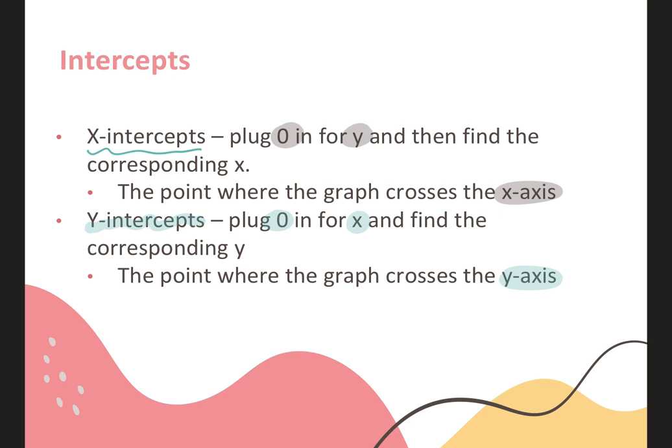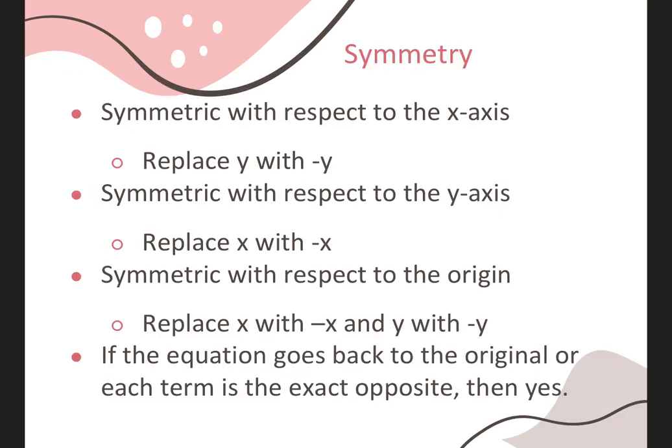Okay, again, intercept should be in coordinate point form. So my x-intercept is going to be a number, comma, 0, and the y-intercept is going to be 0, comma, that number. If it asks for zeros or solutions or roots, that's the same as the x-intercepts, and those can just be listed. But if it asks for your intercepts, you want to put it in coordinate point form. And then we're going to talk about symmetry.